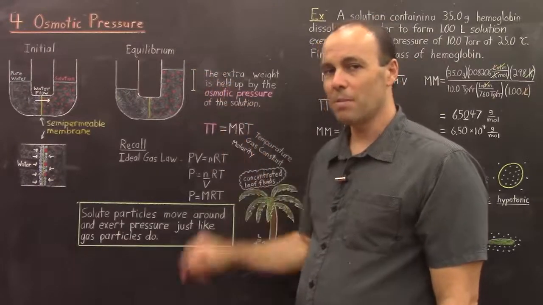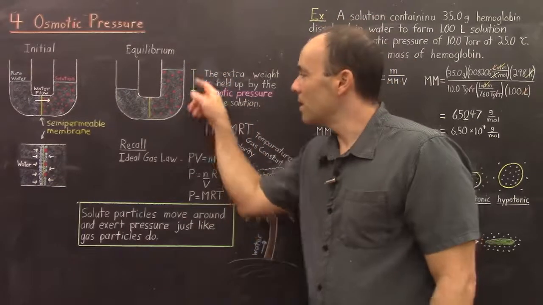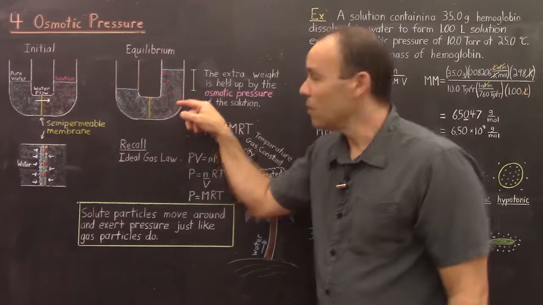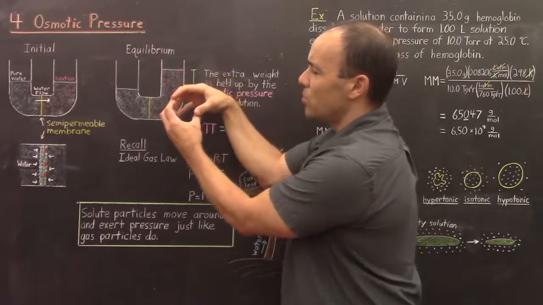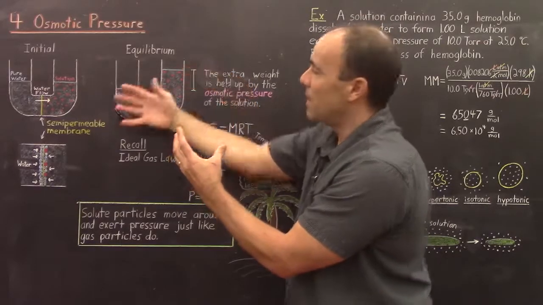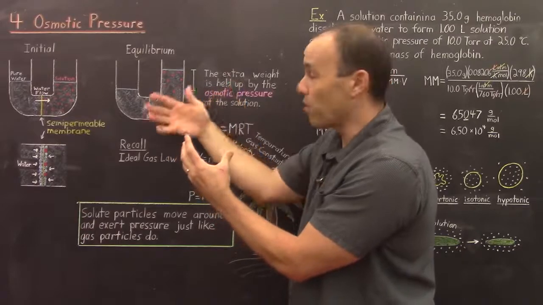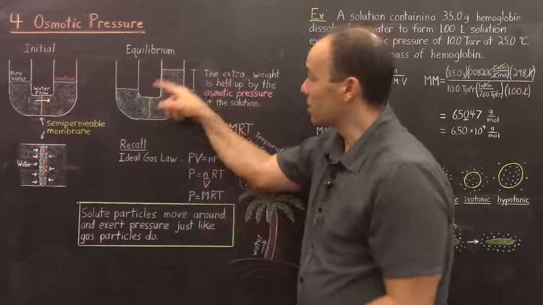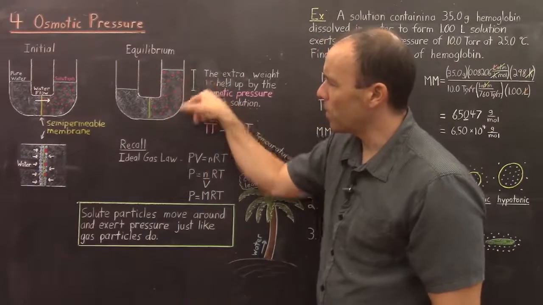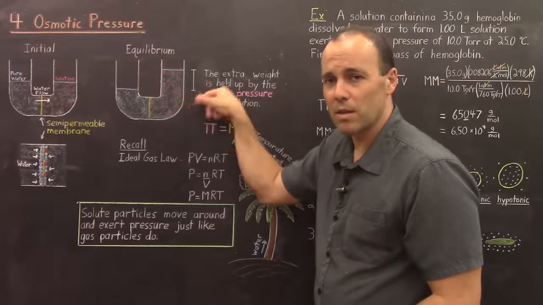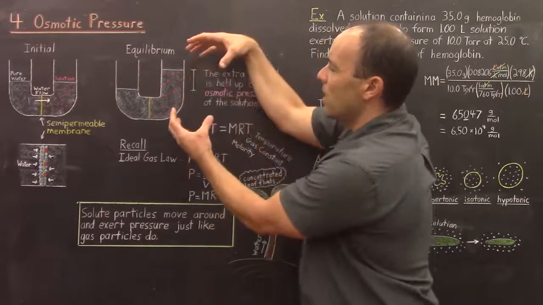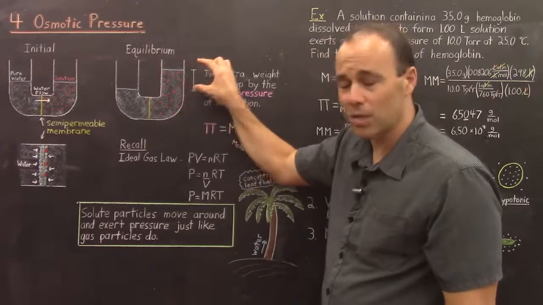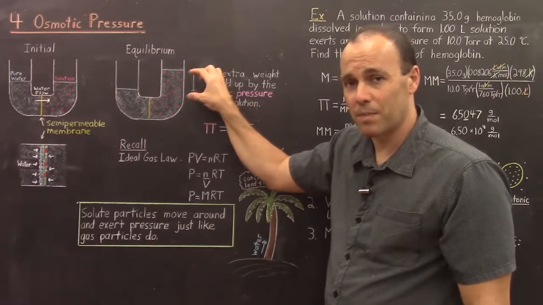What's holding it up there is the osmotic pressure exhibited by the solute particles in solution. You see, a solution tries to expand its volume by incorporating more solvent, and what's doing that are the solute particles. These solute particles are moving around in this solution, and they're exerting a pressure. That's what's making the solution expand its volume, and that's what's holding up that extra weight of water.